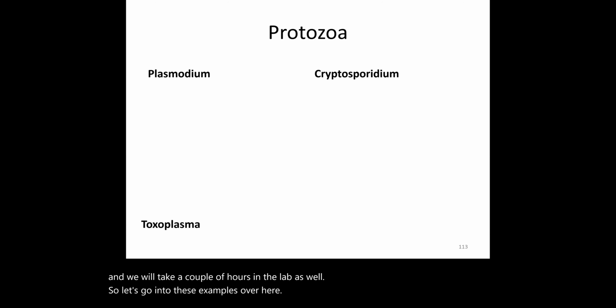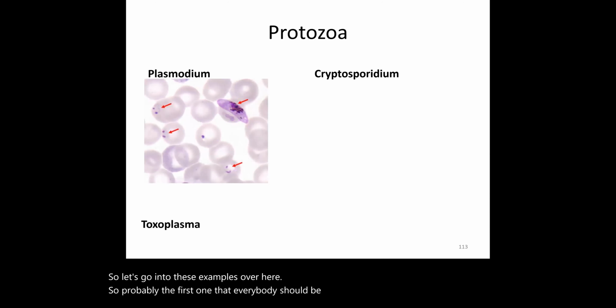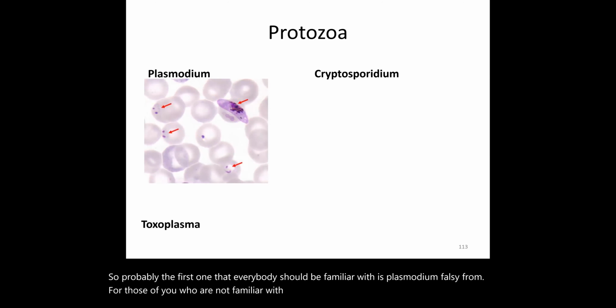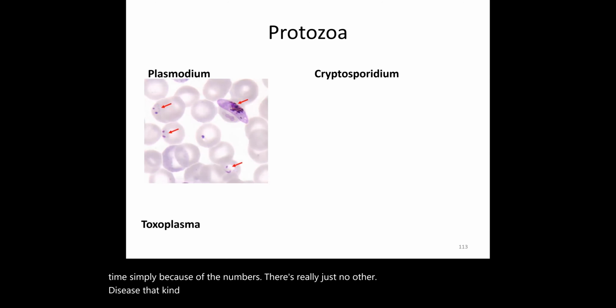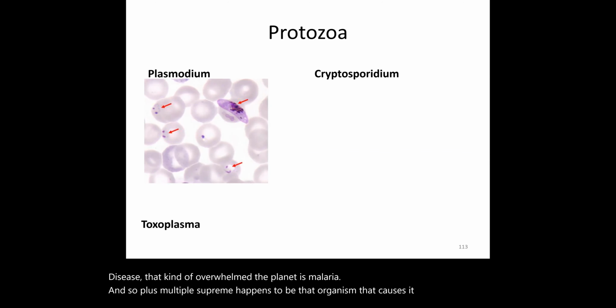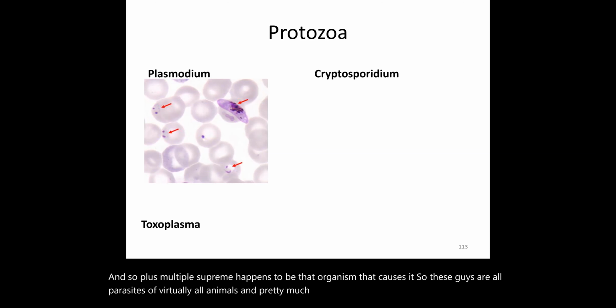So probably the first one that everybody should be familiar with is Plasmodium falciparum, which for those of you who are not familiar with it, causes probably the most infamous disease of all time, simply because of the numbers. There's really no other disease that overwhelms the planet like malaria. And so Plasmodium falciparum happens to be the organism that causes it. These are all obligate parasites of virtually all animals, and pretty much insects as well, which are included under that group, right?